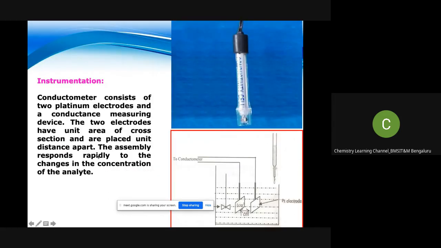Okay, and what does the instrumentation setup consist of? It consists of a conductometer to which a conductivity cell is attached. And in the conductivity cell, we have two platinum electrodes, which are placed at unit distance apart with unit area of cross section. And we have a beaker containing the test solution, equipped with a stirrer for the proper dissolution of the solution. And the titrant is taken in this microburette. So this is the instrumentation.